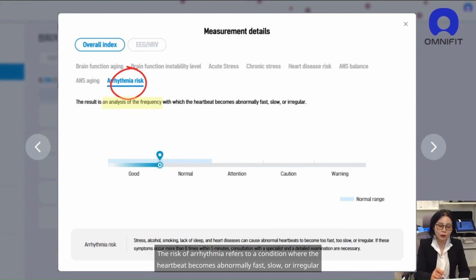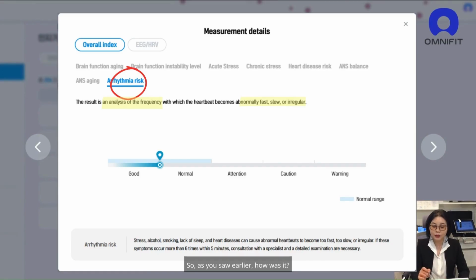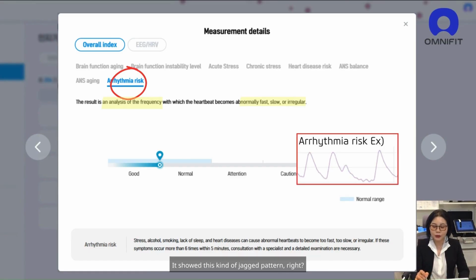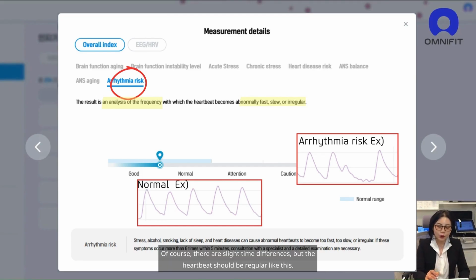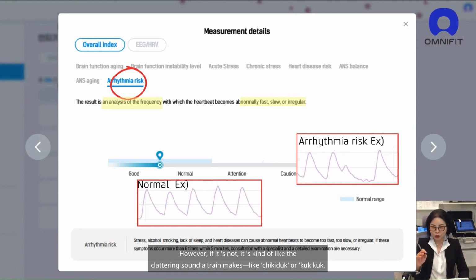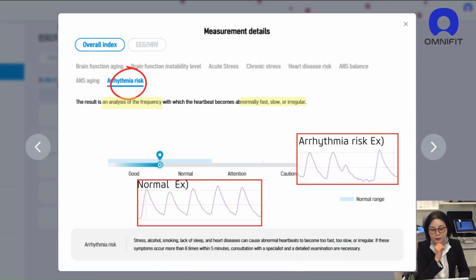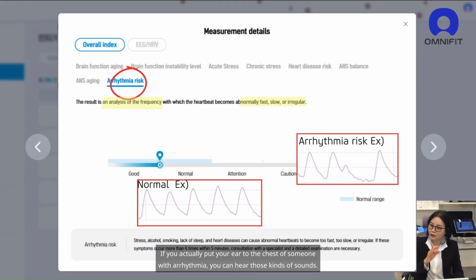The risk of arrhythmia refers to a condition where the heartbeat becomes abnormally fast, slow, or irregular. So, as you saw earlier, how was it? It showed this kind of jagged pattern, right? Normally, the heartbeat should be steady like this. Of course, there are slight time differences, but the heartbeat should be regular like this. However, if it's not, it's kind of like the clattering sound a train makes, like chickaduck or kook kook. Am I making the sound right?